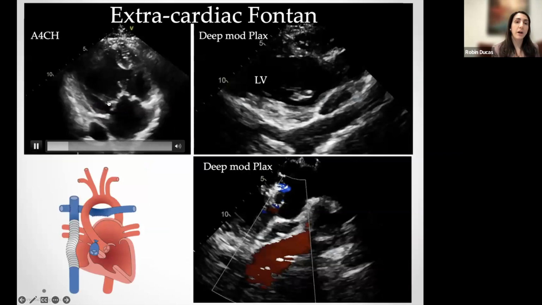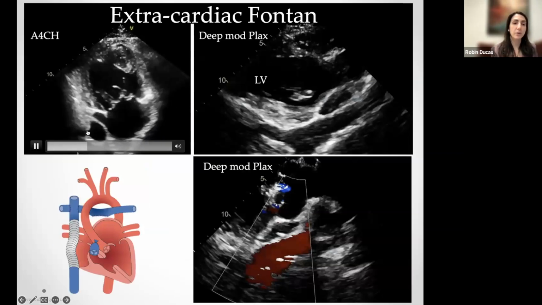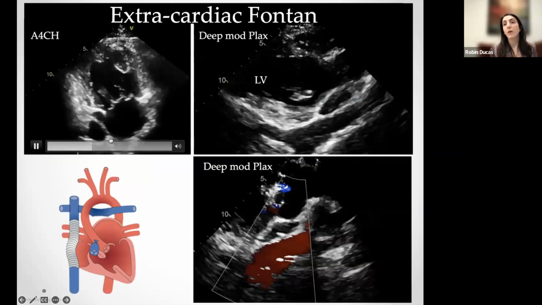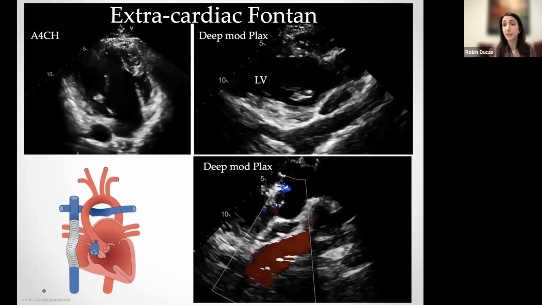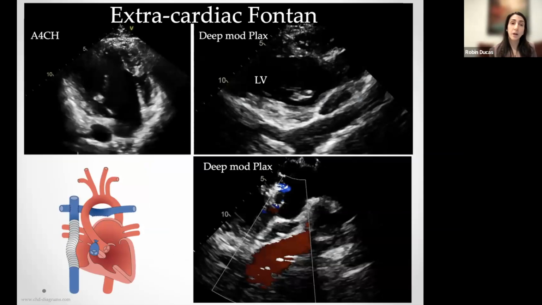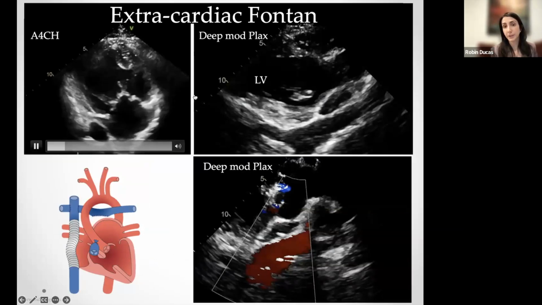When we look at our extracardiac Fontans, here's our apical view. We can see a nice, small, rounded structure here. That is the conduit. And we can evaluate that conduit for baffle leaks, or at times there's fenestrations that are intentionally put in there to offload and improve the cardiac output. And so we would evaluate those if present.